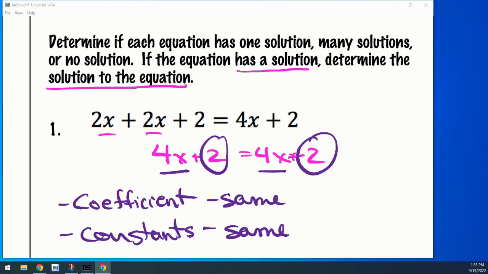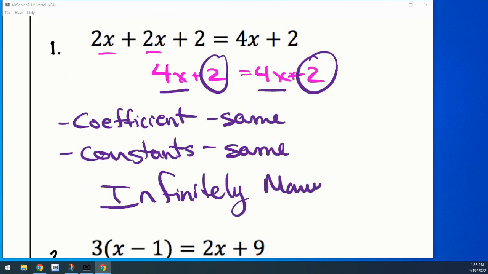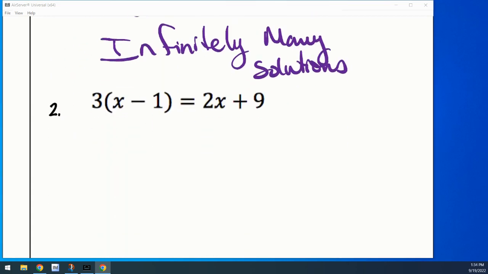They're the same. So if both of those are the same, that means that this is infinitely many solutions. It means that any number you plug in will work for this equation. Okay, so let's try it again. Let's look at this next one.